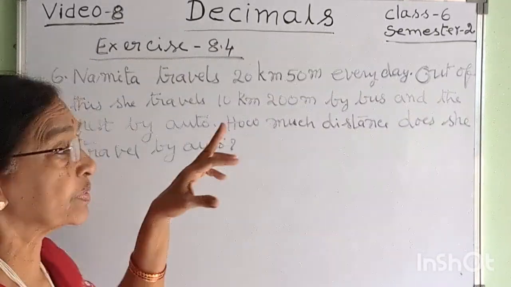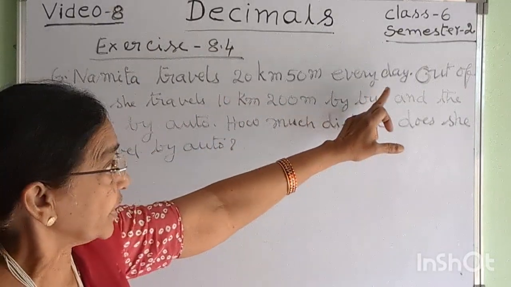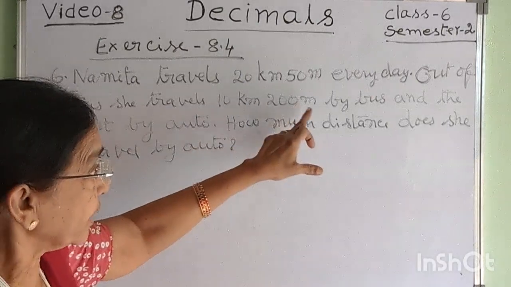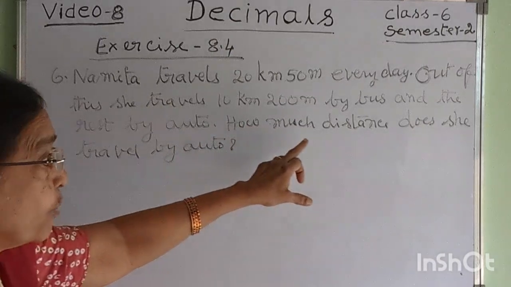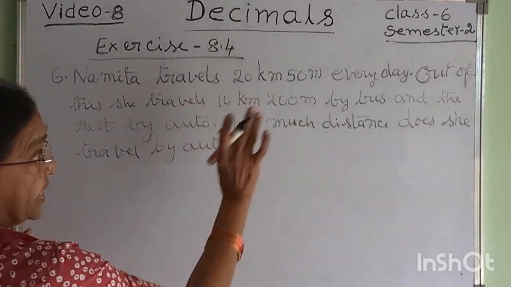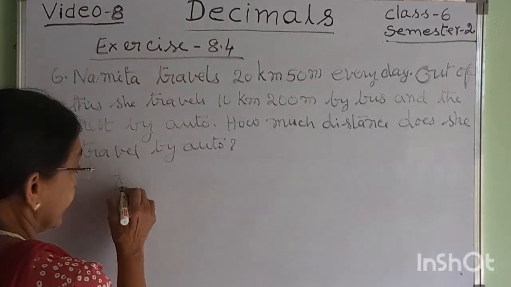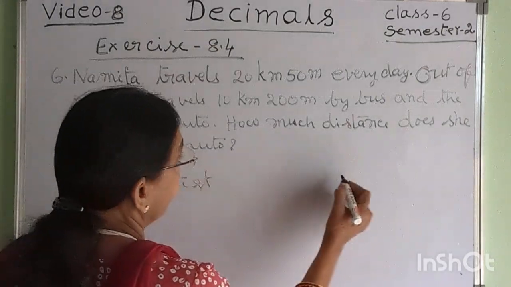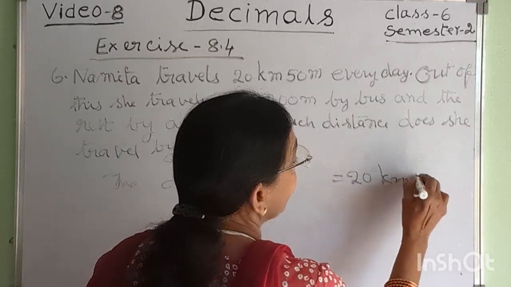So next, the sixth problem. Namita travels 20 kilometers 50 meters every day. Out of this, she travels 10 kilometers 200 meters by bus and the rest by auto. How much distance does she travel by auto? The total distance she travels every day is equal to 20 kilometers 50 meters.